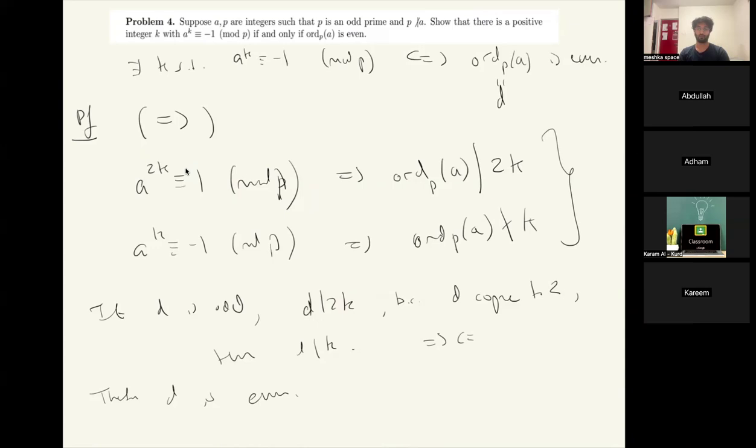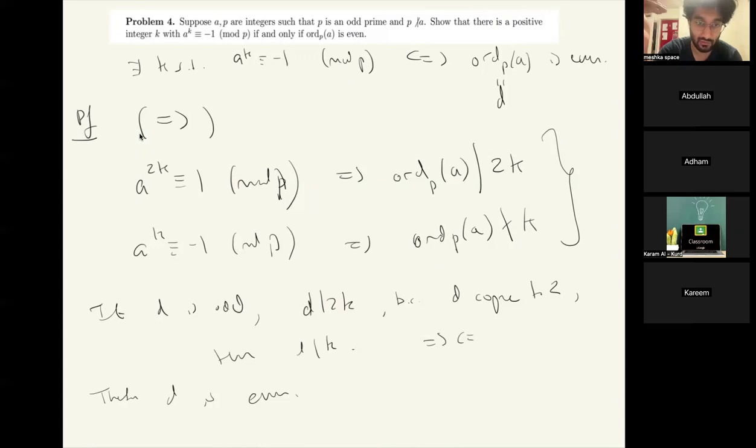Where did we use that? P is prime. That's a good question. Maybe we did not. Okay, so if we just had n and I assume a and n are coprime, is it still true? I think you're right. It's still true, at least this direction.